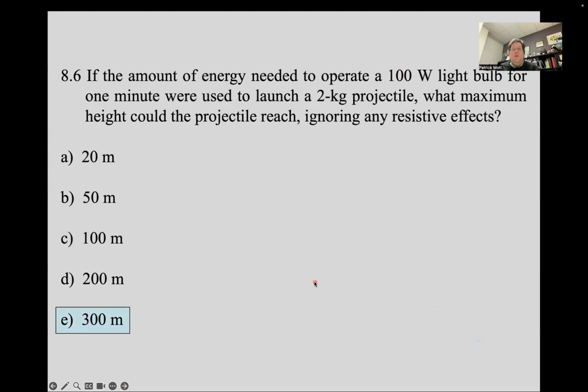All right, it was 300 meters, and we can see that as a 100-watt light bulb for 1 minute. That is 100 joules per second times 60 seconds. So that's the energy available on one side of the equation. So 6,000 joules, and making that equal to 2 kilograms times g, which is, roughly speaking, 10. So we're up to 20. And then to get that to equal 6,000, it's going to need to go about 300 meters.